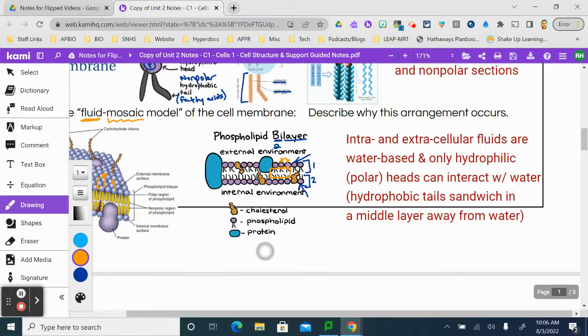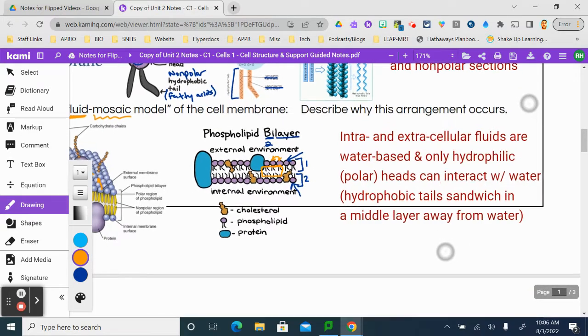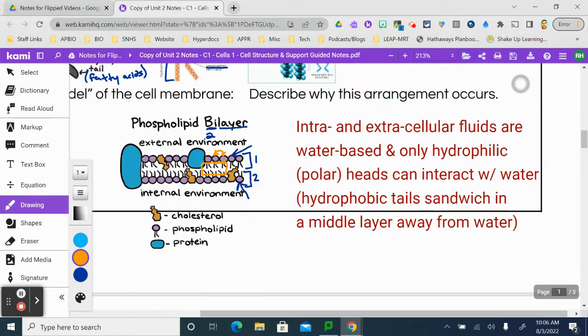Why does this arrangement occur? As it says, intracellular and extracellular fluids are water-based. Only the hydrophilic or the polar heads can interact with the water. The hydrophobic tails sandwich in the middle layer away from the water.